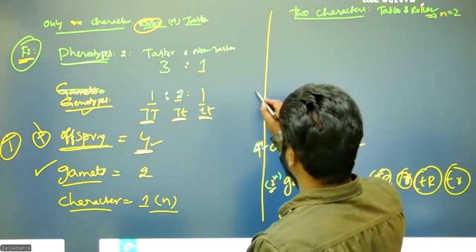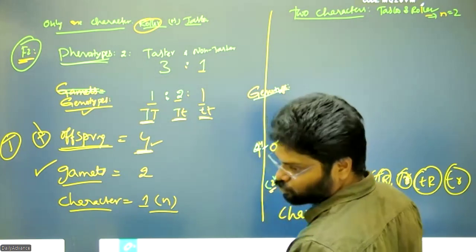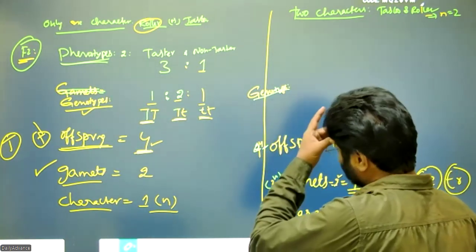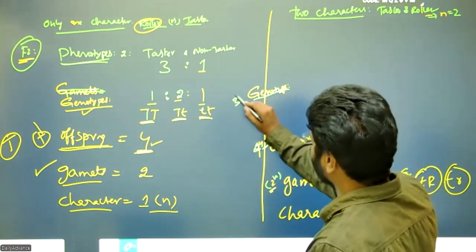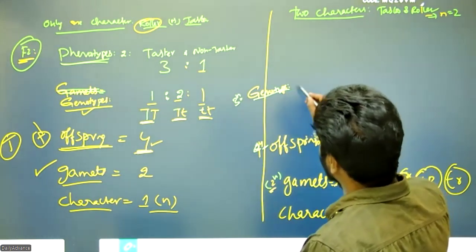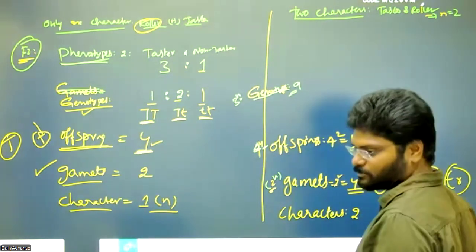Next, genotypes. The genotypes formula is 3 power n. 3 power n means 3 power 2, so 9 genotypes are possible.